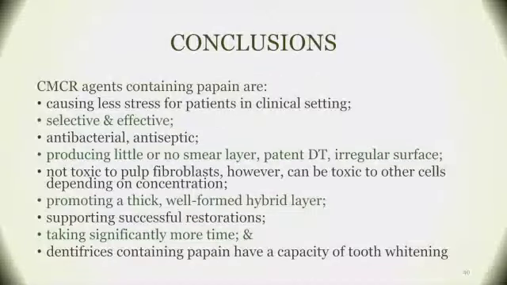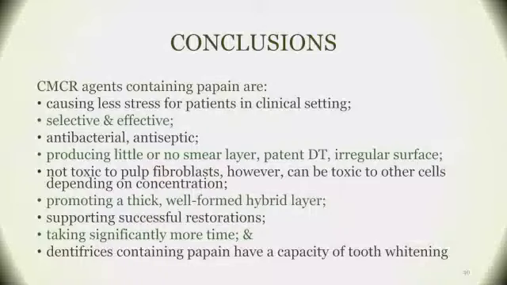We have come to the end of the presentation, and I would like to read out some of the conclusions. Chemo-mechanical caries removal agents containing papain are causing less stress for patients in clinical settings. They are selective and effective. They have antibacterial and antiseptic properties. They produce little or no smear layer, leave patent dental tubules and an irregular surface.